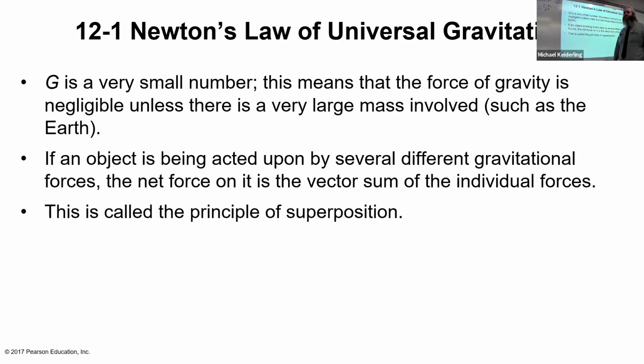The gravitational attraction between objects around us is tiny. If an object is being acted on by several different gravitational forces, the net force on it is the vector sum of the individual forces. This is called the principle of superposition. So you can have a situation where the gravity from multiple bodies is balanced. If you're in the middle between two equally massive objects, the gravity pull from each of them will cancel each other.